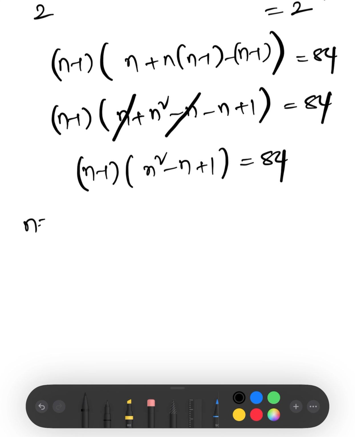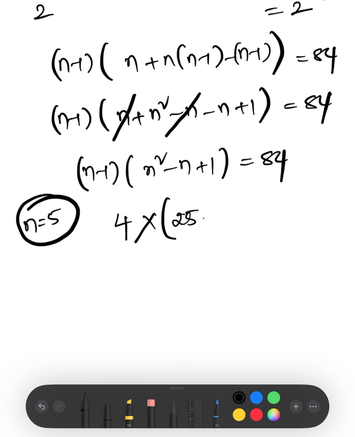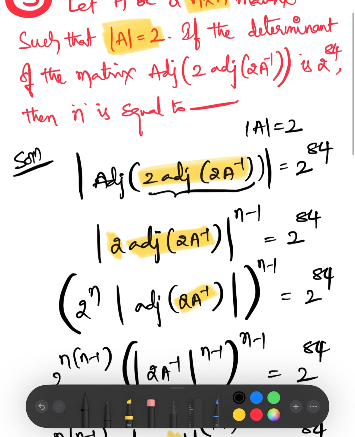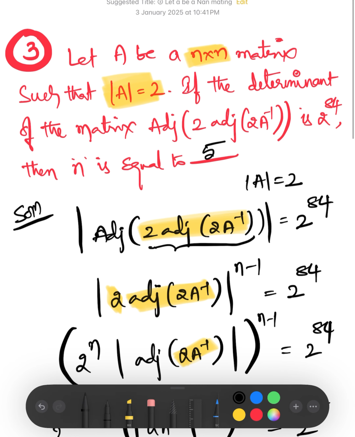Let us consider n equal to 5, for suppose. 5 minus 1 is 4, times of 5 square, which is 25 minus 5 plus 1, which is 21. Yeah, it's fine. So 4 times 21, which is nothing but 84. Correct. So n equal to 5 is the correct answer. Now the answer is 5. Now move on to the next question.